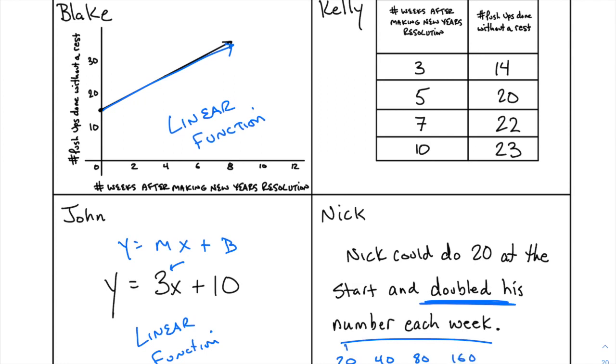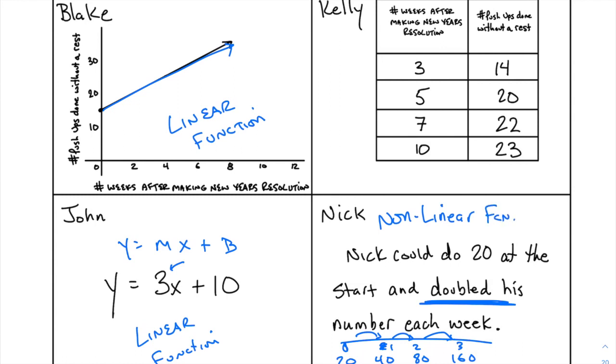So if we look at like week 0, week 1, week 2, week 3, this is not going up the same. This is 20 divided by 1. This is 40 divided by 1. This is 80 divided by 1. This slope keeps changing. So this would be non-linear. Sounds like a function, but it's non-linear.